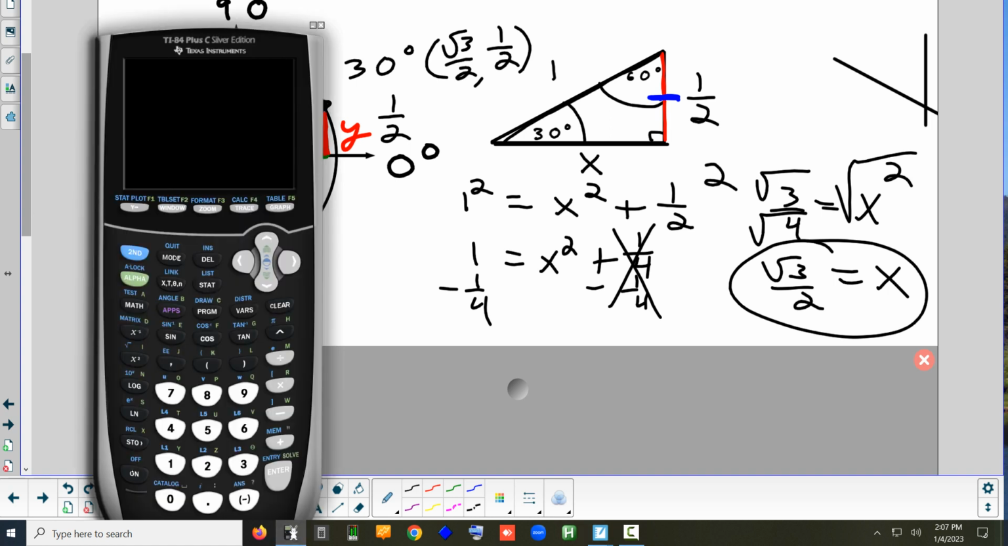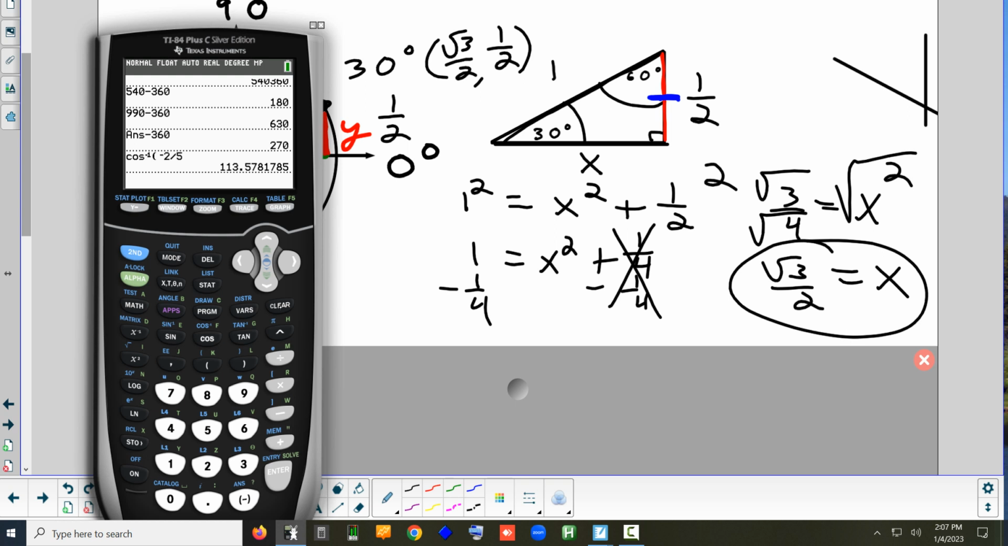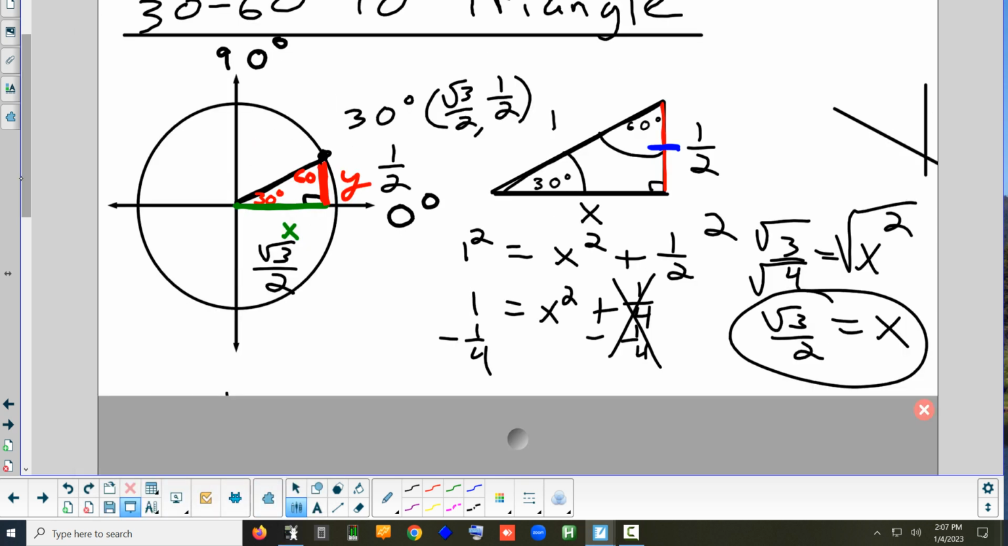Now, I know I said we don't normally use decimals, but I wanted to show you something with a decimal. If you take square root of 3 and divide by 2, you get about 0.866. If you take 1 and divide by 2, you get 0.5. So which one is bigger? The square root of 3/2 is bigger.